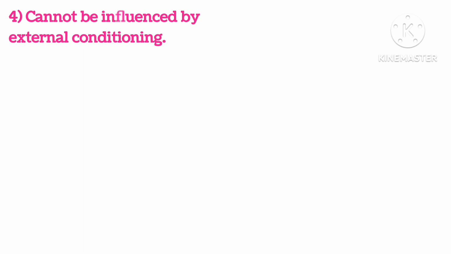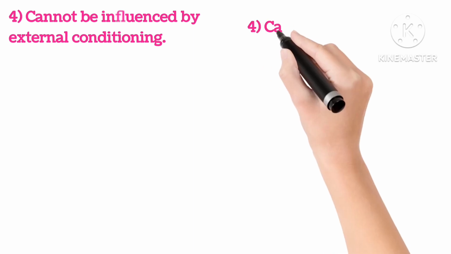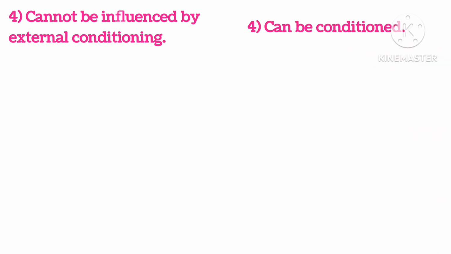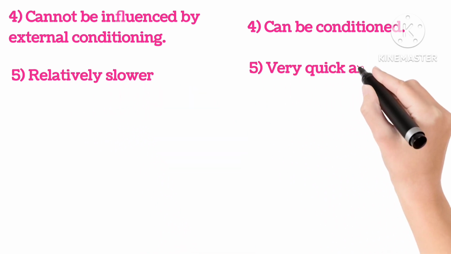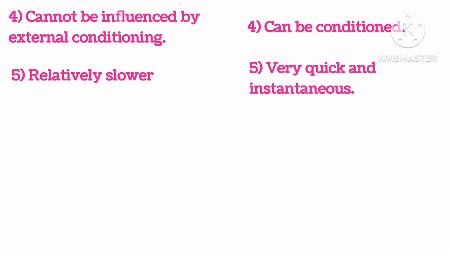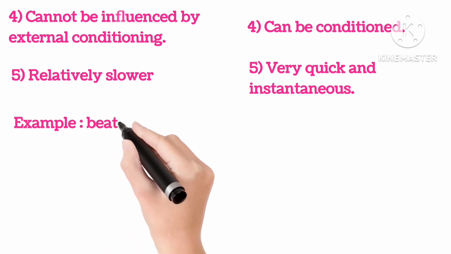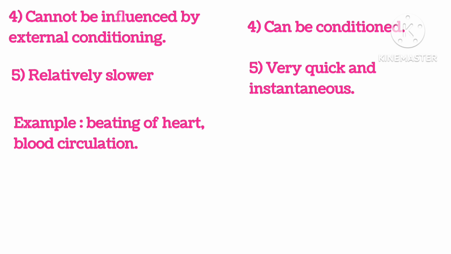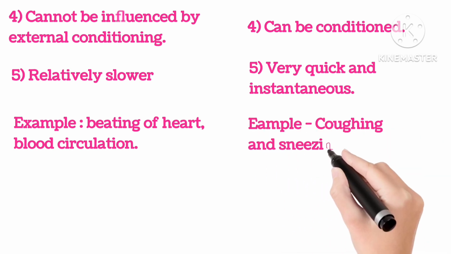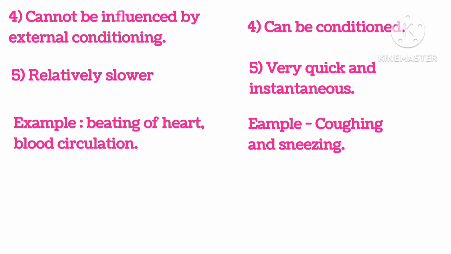Involuntary action cannot be influenced by external conditioning, and reflex action can be conditioned. Involuntary actions are relatively slower. Reflex actions are quick and instantaneous. Examples of involuntary actions are beating of the heart and blood circulation. Examples of reflex actions are coughing and sneezing, etc.